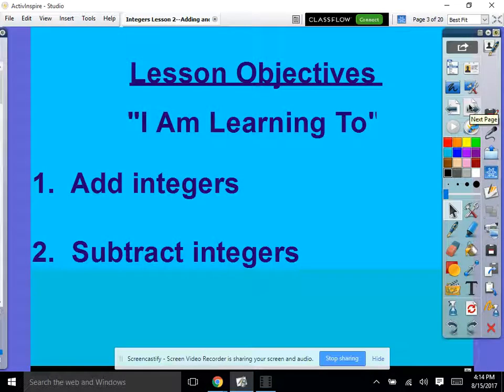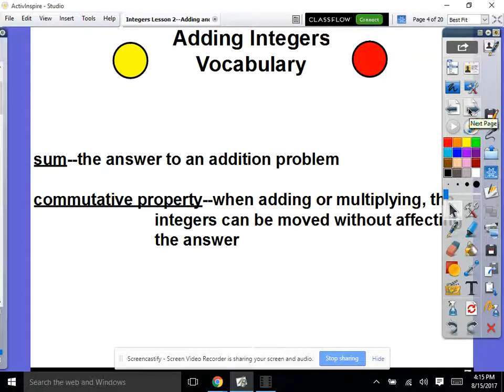Your lesson objectives today, which you need to stop and write down: I am learning to, number 1, add integers, and number 2, subtract integers. Now our vocabulary for adding integers: a sum is the answer to an addition problem.